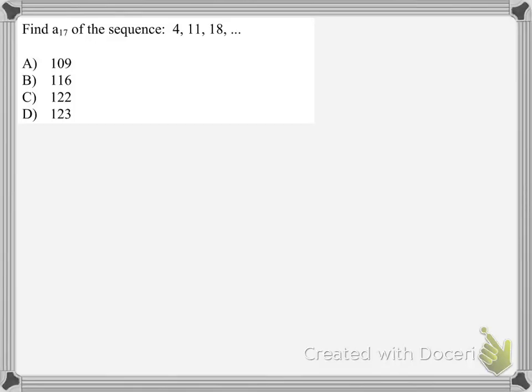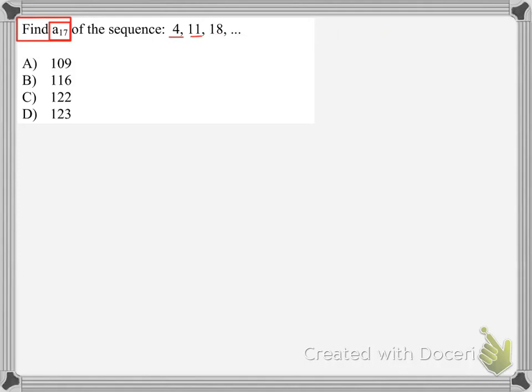On this problem, it's asking you to find a sub 17. So you need to understand what a sub 17 means. That means you need to find the 17th number. So this is the first number, second number, third, fourth, fifth, sixth, seventh, 8th, 9th, 10th, 11th, 12th. So I need to find the 17th number.